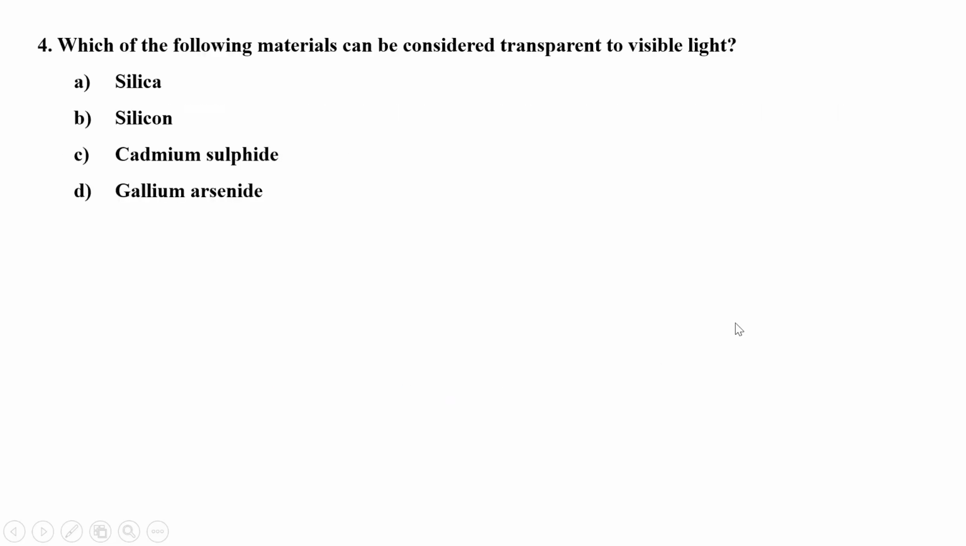So which of the following materials can be considered transparent to visible light? Silica, silicon, cadmium sulfide, gallium arsenide. For finding the answer to this, you need to check out the band gap of these materials. You can use your online sources. The band gap is the minimum energy required for activating electrons. So which of these materials are considered transparent, that is, does not absorb, actually allows the radiation to pass through it? Everyone please find out the band gap of silica, silicon, cadmium sulfide and gallium arsenide.